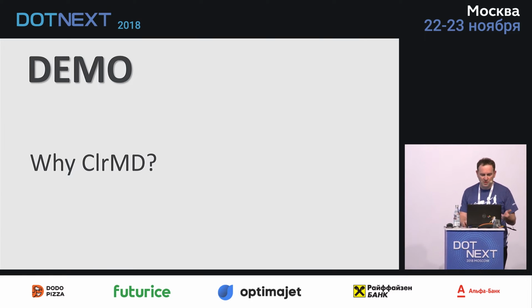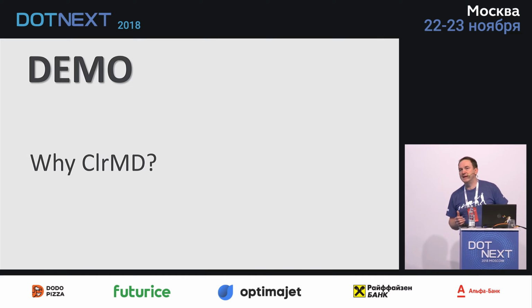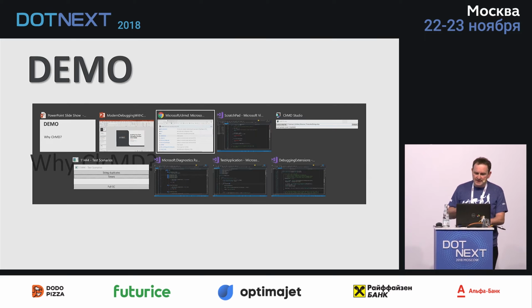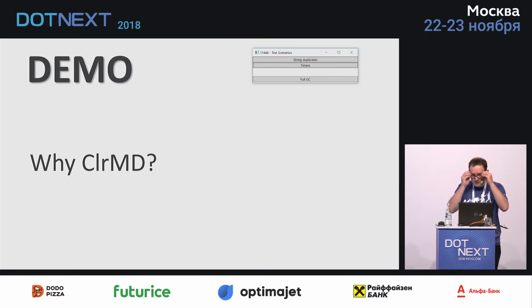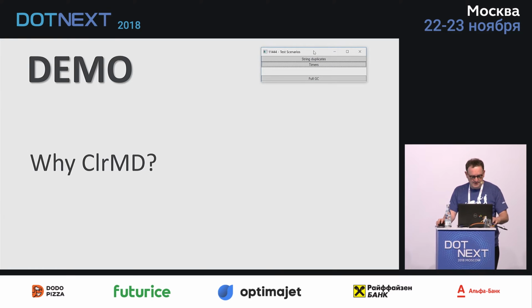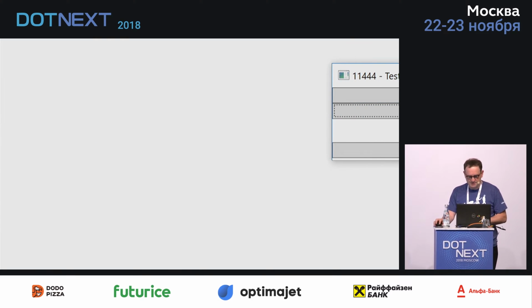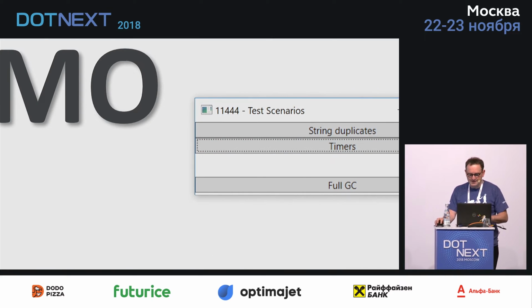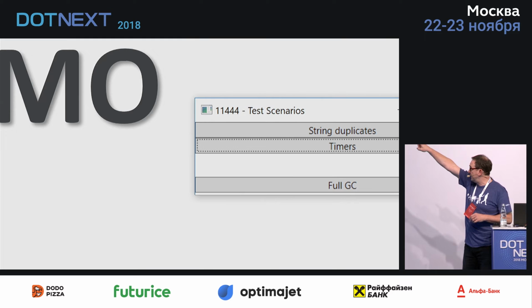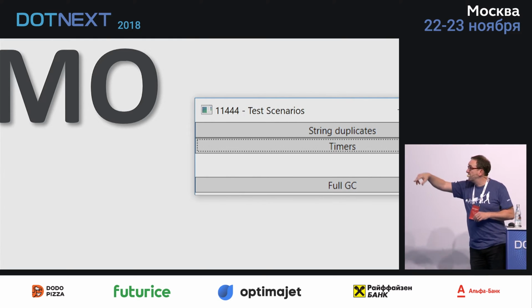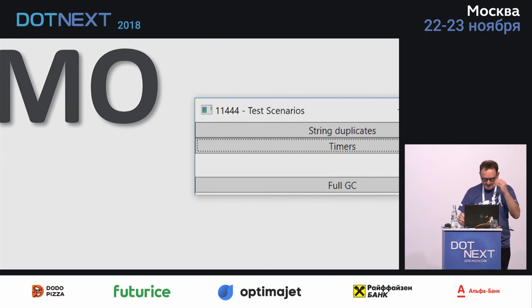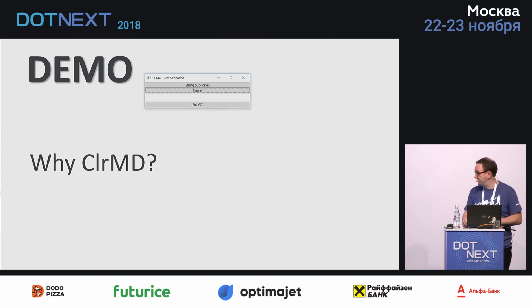I want to show you a quick example of what you can get with ClrMD. I have written a tiny application, so I'm very good at UI, as you can tell. I hope you can see this. Okay, so the Zoom is not working. The demo will be nice. I get the process ID, which is 11444, and what it does is allocate strings, allocate timers, and trigger timers, all that stuff. So this will be my scenario.